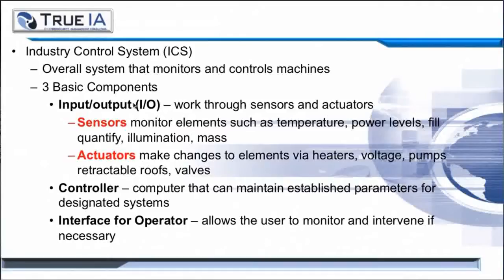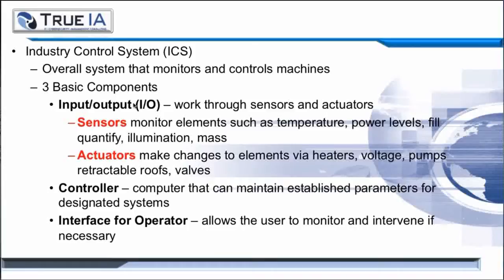Next, we'll talk about the industrial control systems. It's an overall system that monitors and controls usually large machinery and sometimes specialized machinery. There are 3 basic components. The input-output, those work through sensors and actuators. The sensors monitor the elements such as temperature or power levels. The actuators make the changes to elements, like turning off and on heaters or increasing voltage or making pumps work.